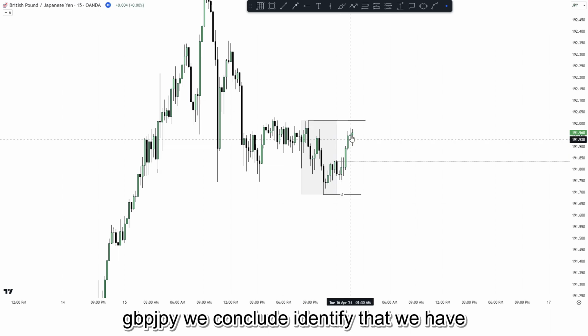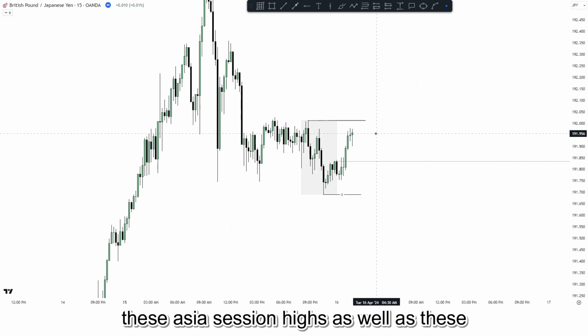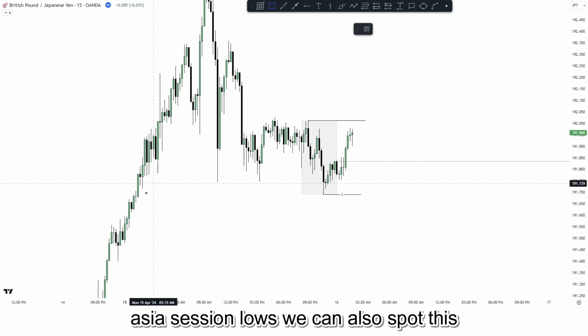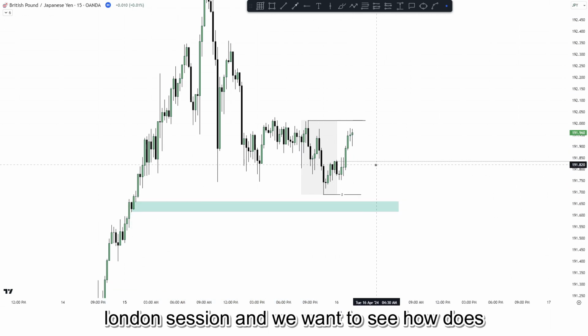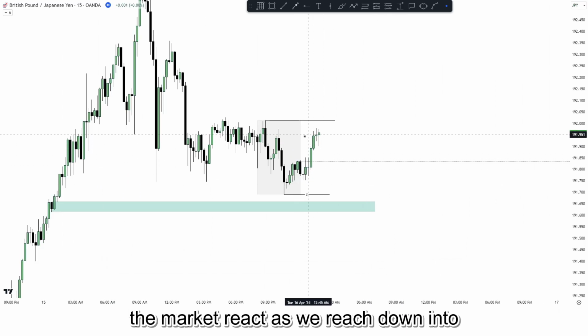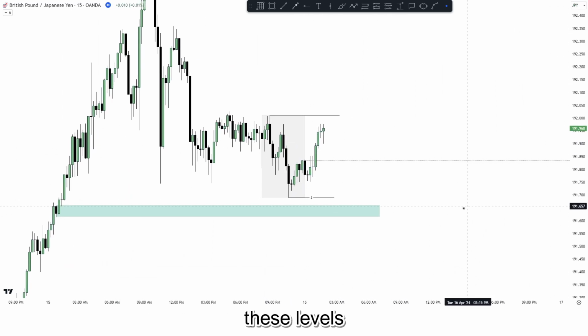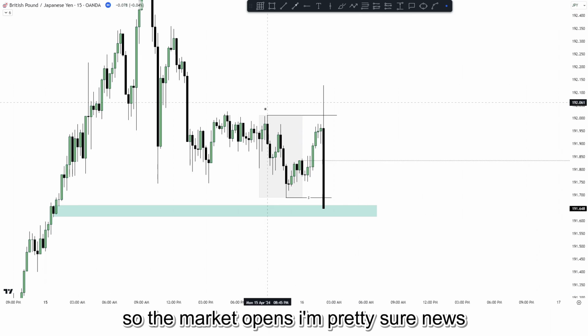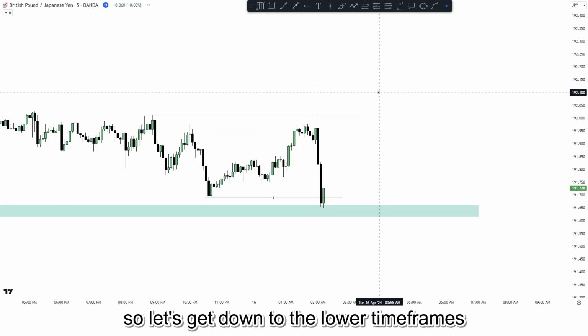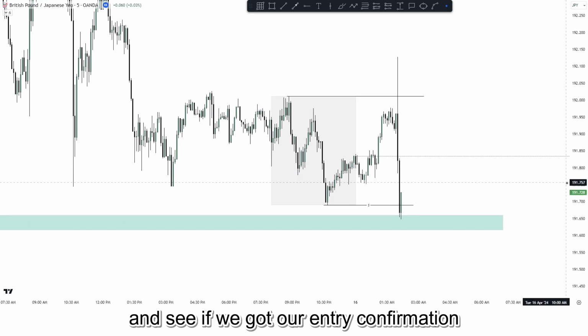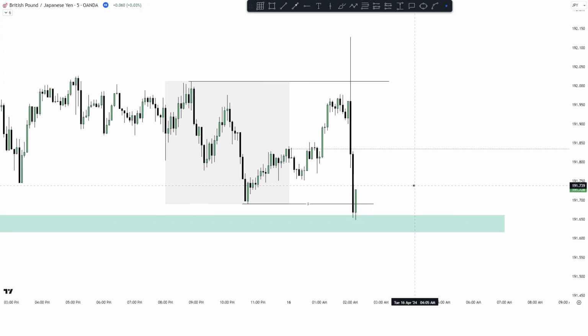So coming into GBP JPY, we can clearly identify that we have these Asia session highs as well as these Asia session lows. We can also spot this order block down here during the London session, and we want to see how the market reacts as we reach down into these levels. So the market opens. I'm pretty sure news happened here at 2 a.m. So let's get down to the lower time frames and see if we got our entry confirmation on the M1.